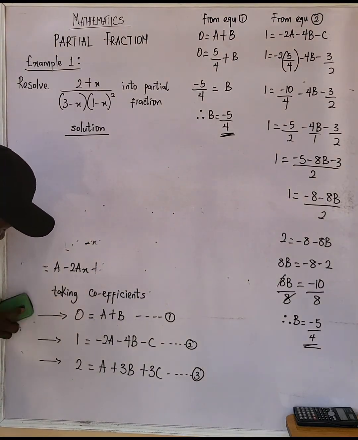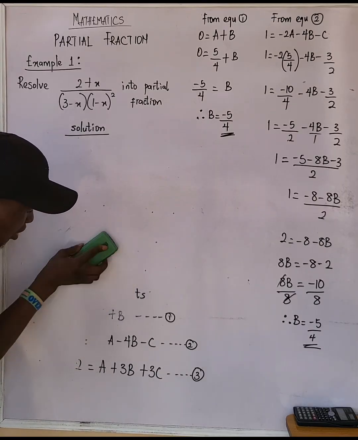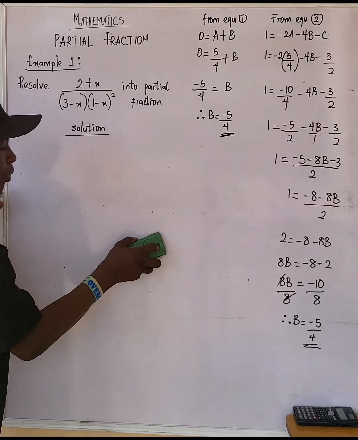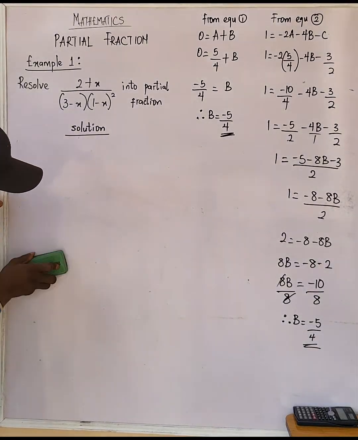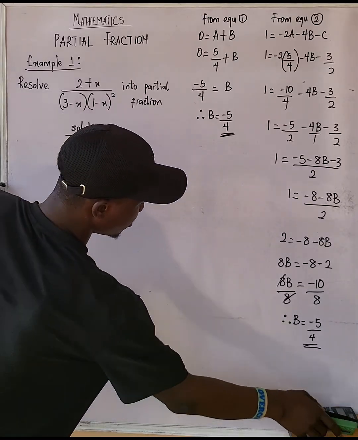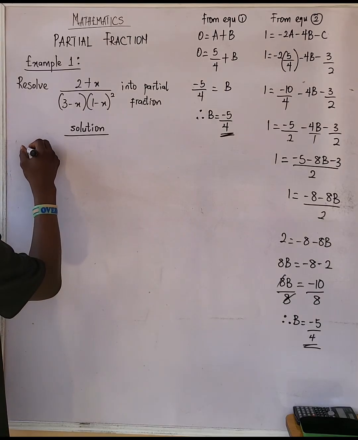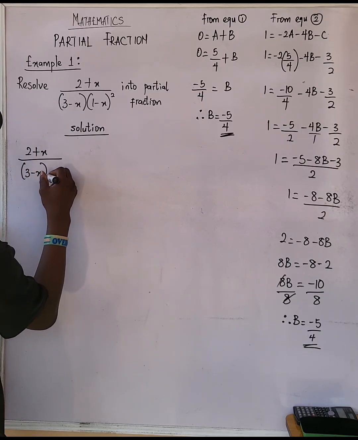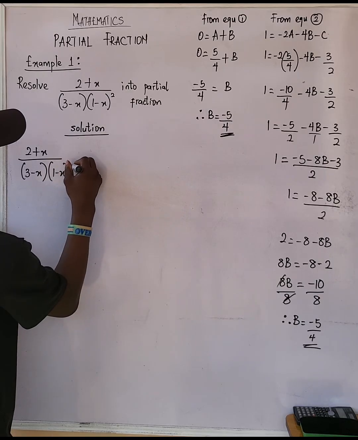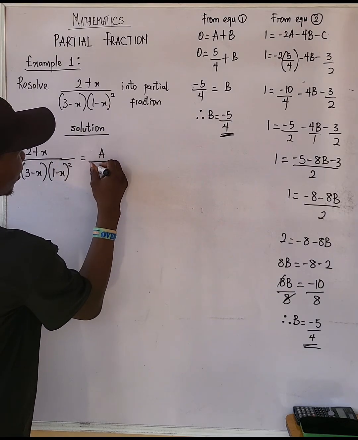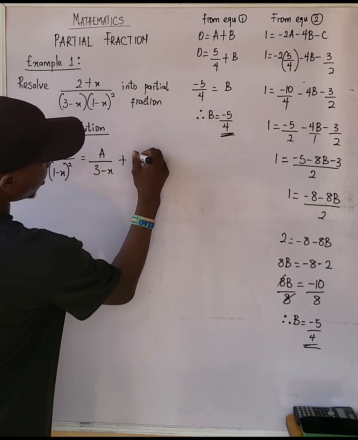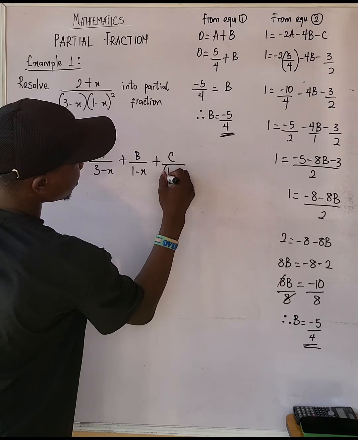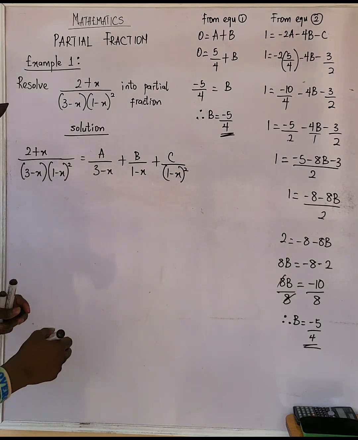So the last thing now is to return everything back. You have to return everything back. If you just get A, B, and C and you stop there, you are wrong, because you have to return it back into the partial fraction for you to get your full mark. Now, what is the partial fraction? Don't forget we split it as 2 plus x over 3 minus x, 1 minus x all square. Don't forget we split it as a over 3 minus x plus b over 1 minus x then plus c over 1 minus x all square. This is how we split it, right?